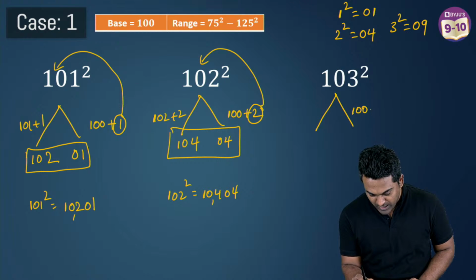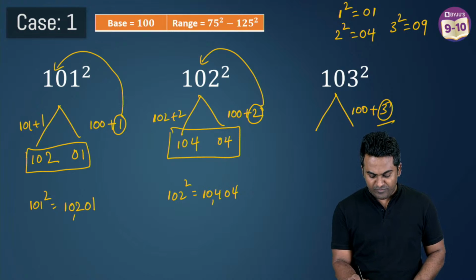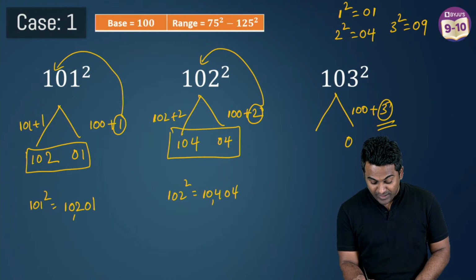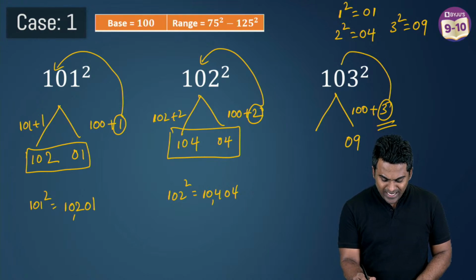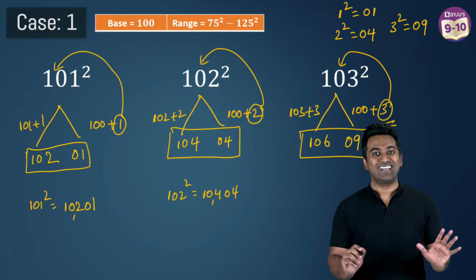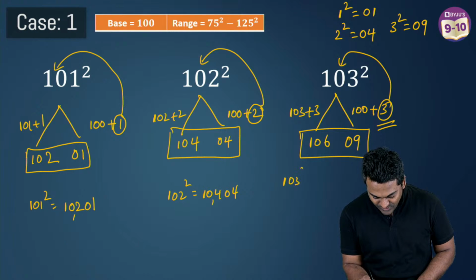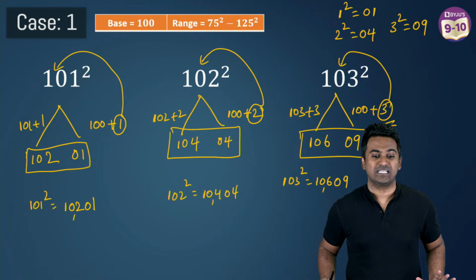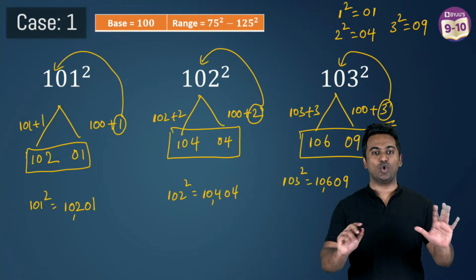Same thing. This is going to be 100 plus 3. First step, we figure out the square of this number 3, and we write it like 09, and then we add the 3 to 103. So 103 plus 3, we get 106, and we have the right answer. So 103 square is going to be 10609, which is 10,609. Very, very good. Good job.